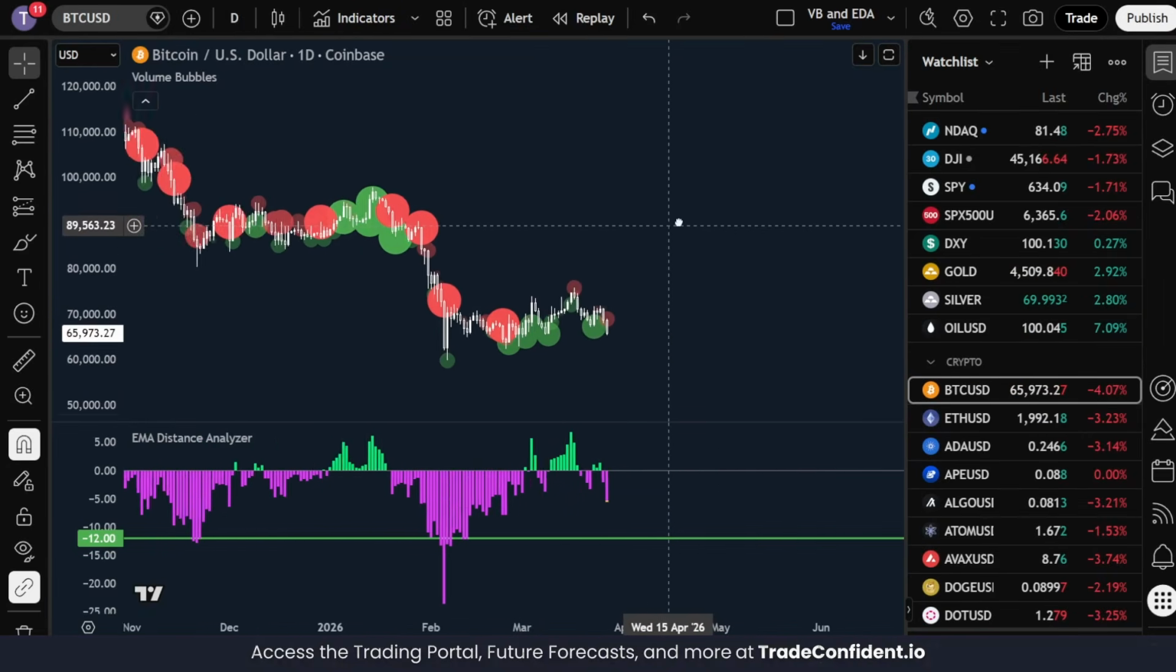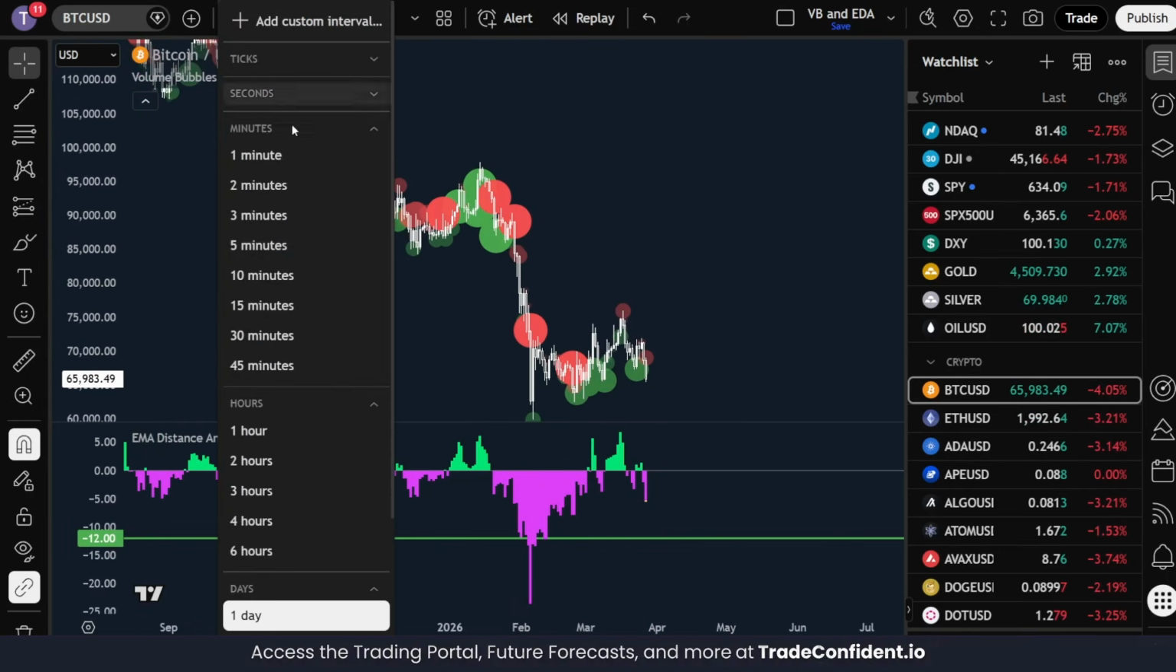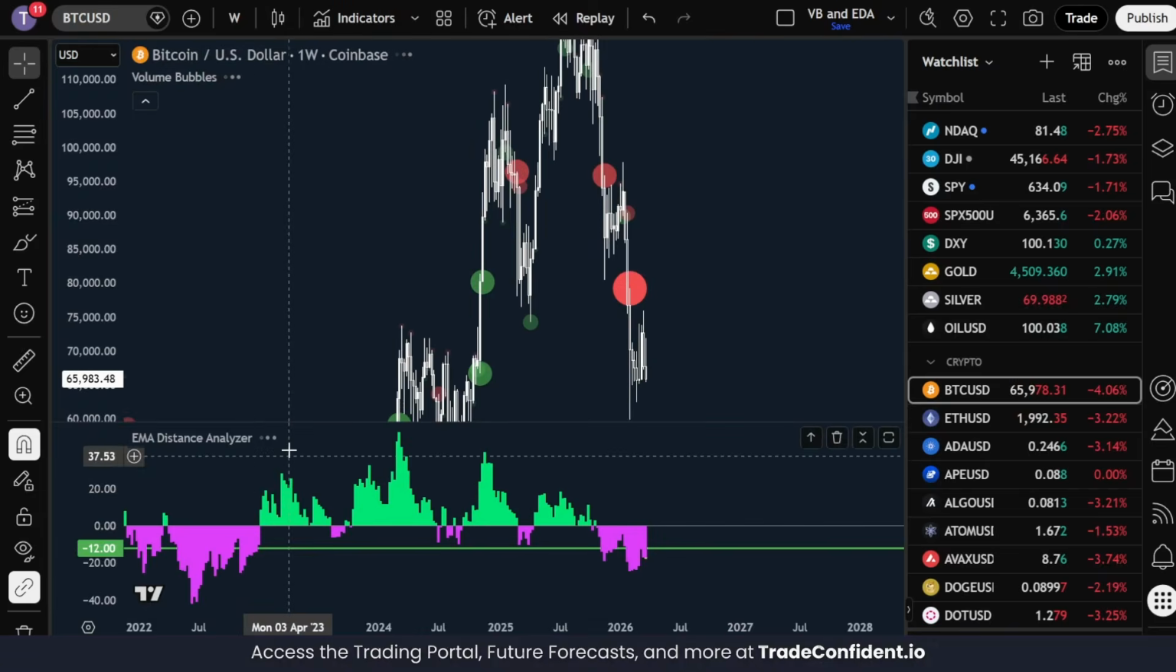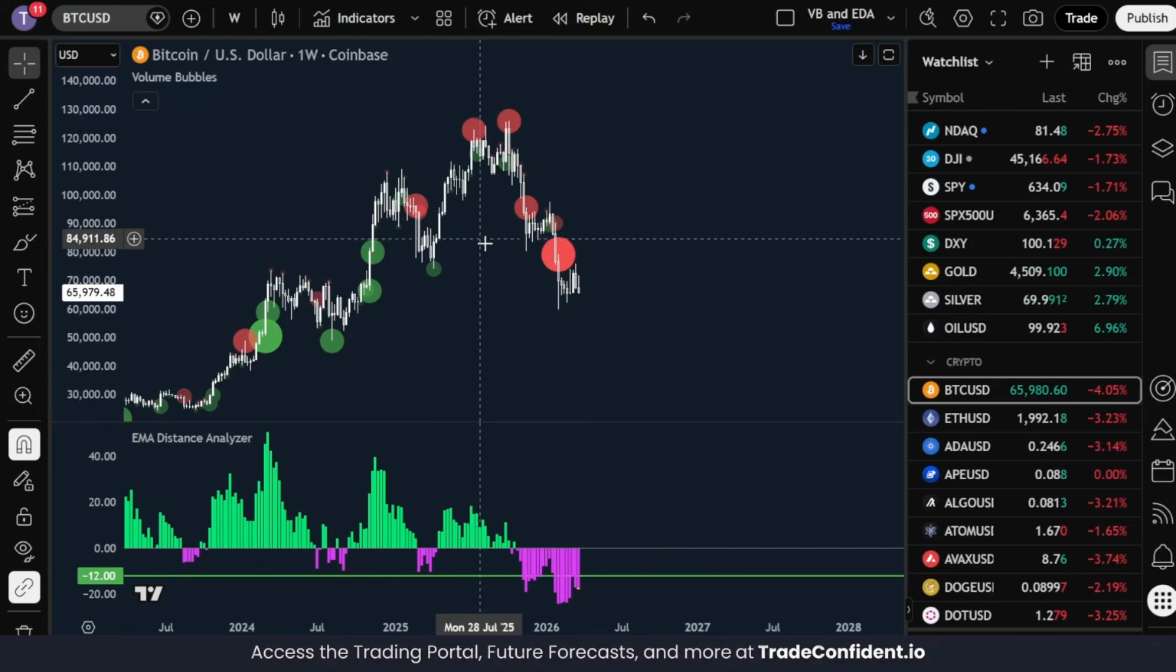Now, when using volume bubbles, what we're going to do is actually switch to the weekly time frame. What I want you to notice is at major points, like the top here, the middle of the crash, top here and middle of the crash, there was insane amounts of whale selling volume. This means that we need to be ready.